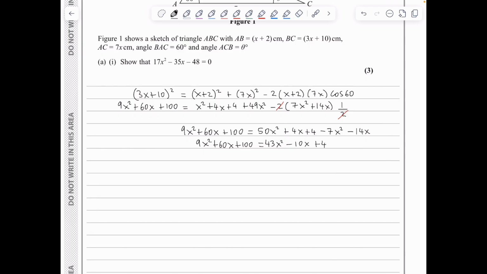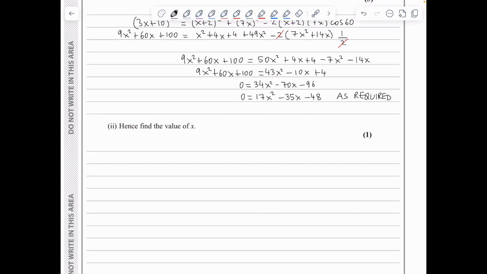And if I collect all the terms on the right hand side, we arrive at 0 is 34x squared minus 70x minus 96. I will divide throughout by 2, arriving at 0 being 17x squared minus 35x minus 48 as required.